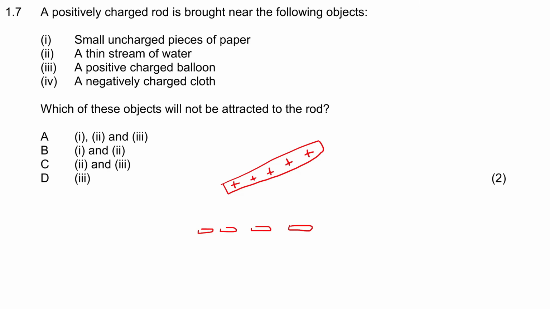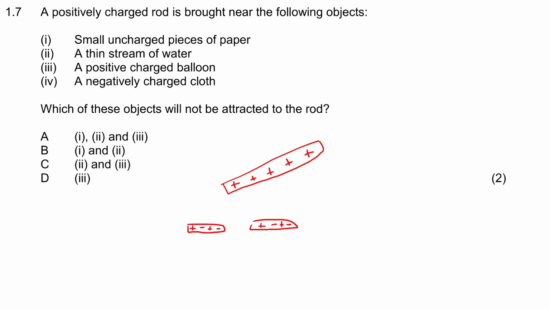Now, just because they said the paper is uncharged, it doesn't mean that there are no charges. Let me try to explain this a bit better. So here's a piece of paper. Now, in the paper, there are still going to be positives and negatives. It just means that the overall charge balances out so that it overall is uncharged. But the point is that there are still positives and negatives. Almost everything in life has positives and negatives, unless they've charged it negatively or positively.